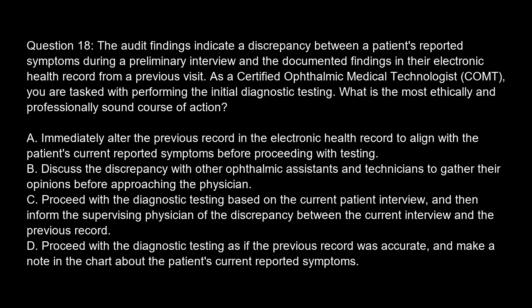Option A. Immediately alter the previous record in the electronic health record to align with the patient's current reported symptoms before proceeding with testing. Option B. Discuss the discrepancy with other ophthalmic assistants and technicians to gather their opinions before approaching the physician. Option C. Proceed with the diagnostic testing based on the current patient interview, and then inform the supervising physician of the discrepancy between the current interview and the previous record. Option D. Proceed with the diagnostic testing as if the previous record was accurate, and make a note in the chart about the patient's current reported symptoms.